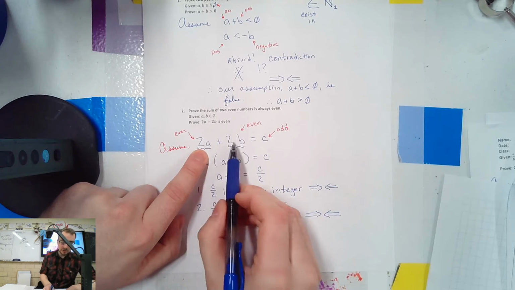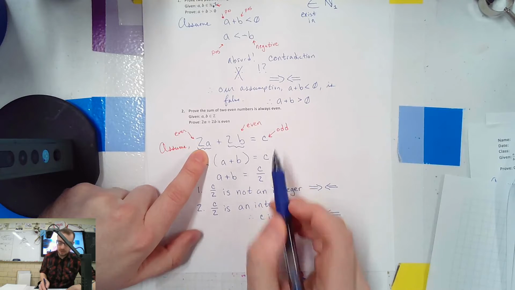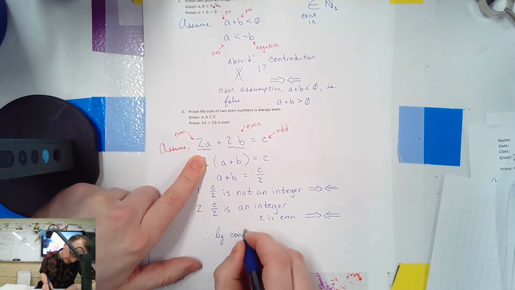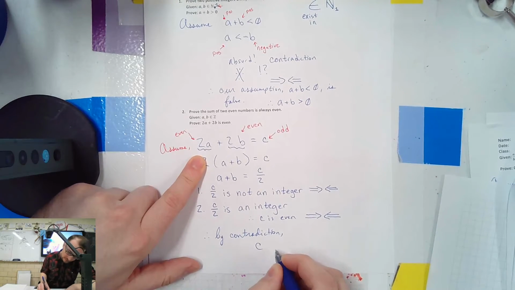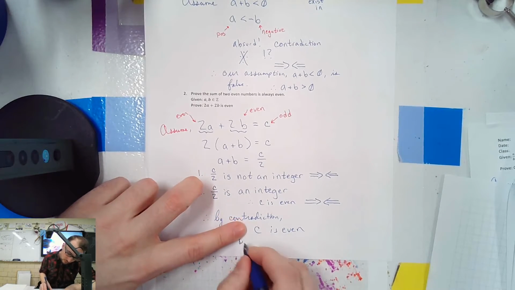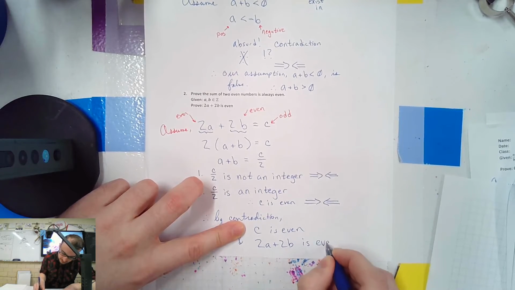So 2a plus 2b can't equal an odd number. It must equal an even number. Therefore, by contradiction, C is even. And more importantly, 2a plus 2b is even.